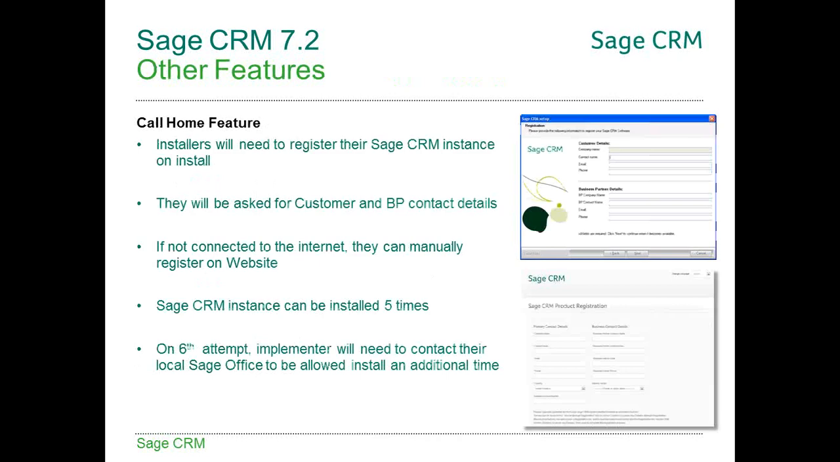Another feature you should be aware of as a partner is we've installed a call home feature in 7.2. So if you're installing CRM, you should register the instance on the install, providing your BP contact name, the customer's name, and if you're not connected on the machine you're installing to, you can do it through the URL at sagecrm.com. It's productregistration.sagecrm.com.